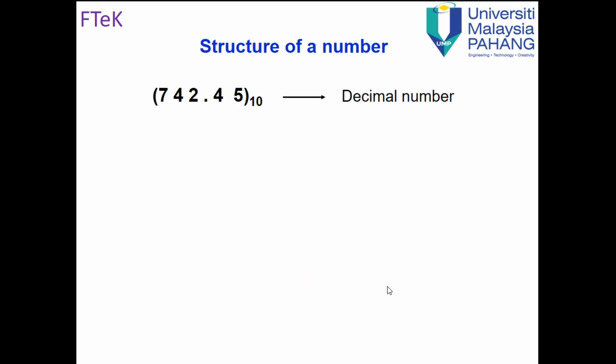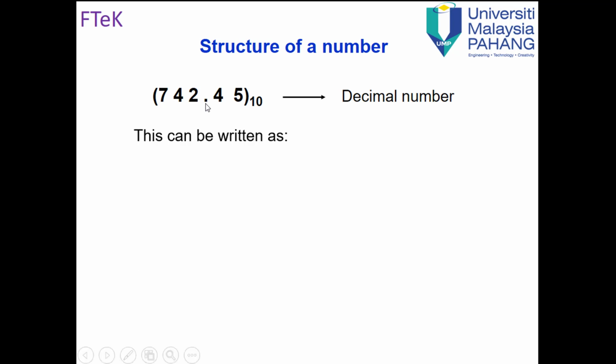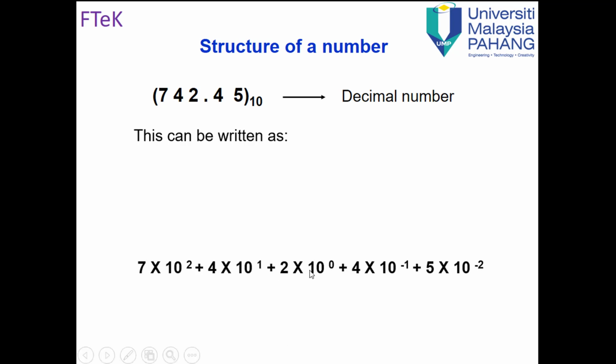The structure of decimal numbers is like this. When we write a number, each position of each digit represents its value. In other words, we read this number as 742.45, right? Actually these numbers can be written like this. If we start from the 2 on the left of the dot, we have 2 multiplied by 10 power 0. This is position 0, plus 4 multiplied by 10 power 1. This is position 1, and this is position 2. Here we have position minus 1, and here position minus 2.